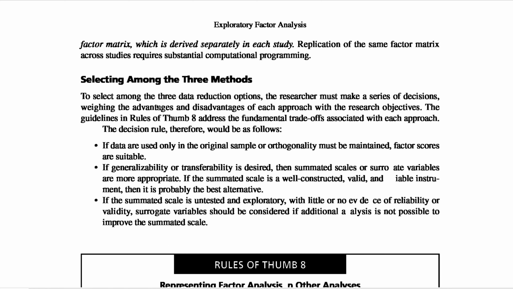Let's talk about selecting among the three methods. To select among the three data reduction options, the researcher must make a series of decisions, weighing the advantages and disadvantages of each approach against the research objective. The guidelines in rules of thumb 8 address the fundamental traits associated with each approach. The decision rule would therefore be as follows.